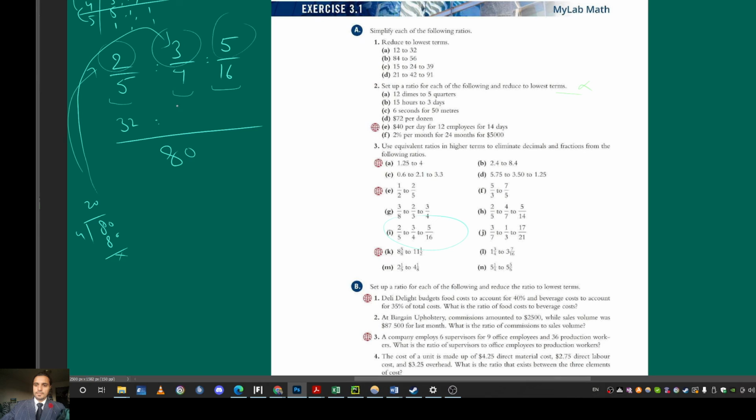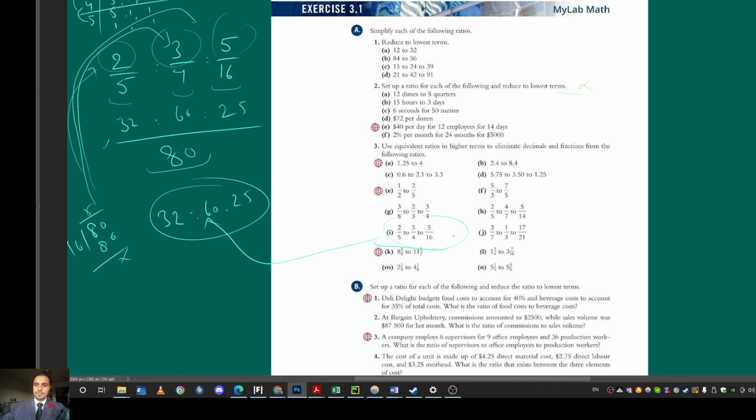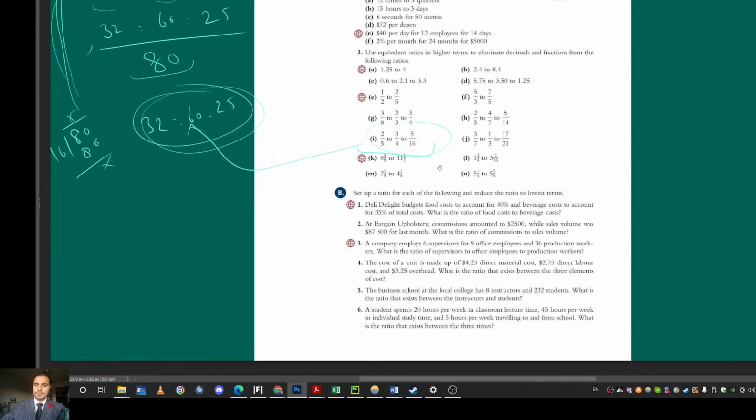is 60. Remember, we're not adding them. This is not an addition. We're just trying to figure out a common denominator for them. And for 5, 16 times 5 is 80, right? So 5 times 5 is 25. Now that we have the same denominator for all of them, we can just forget about the denominator and just write it as 32 ratio 60 ratio 25. And that's now eliminated the fractions, and we can write these things the same way as this. Okay? All right, very good. Let's get some more practice under the belt here.